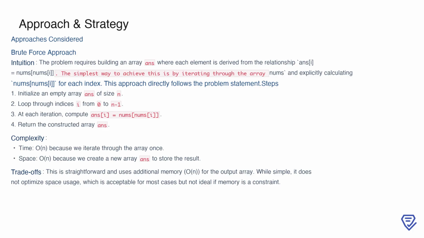Now, in terms of complexity, the time complexity is O(n), since we perform a single loop through the array, and the space complexity is also O(n), due to the additional memory used for the output array.